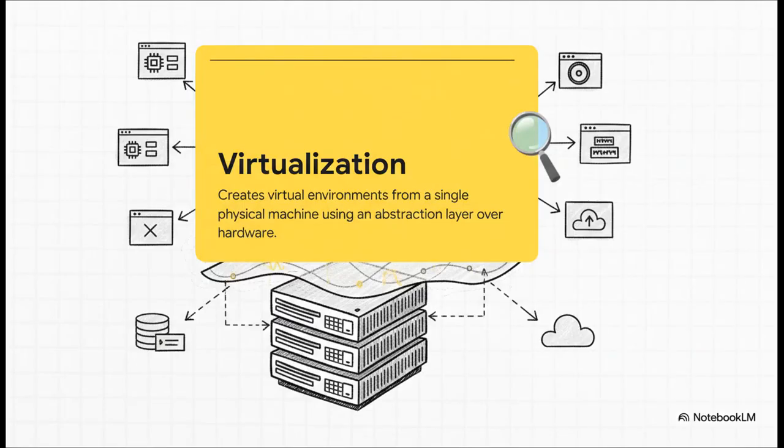So how does this magic trick actually work? Well, the secret sauce is a piece of software called a hypervisor. Think of it as a super smart traffic cop that sits right on top of the physical hardware. Its job is to carve up that hardware into multiple completely independent virtual machines, or VMs. And the really cool part is, each VM has no idea it's sharing. It thinks it has its very own processor, its own memory, and its own storage, even though they're all just slices of the same pie.